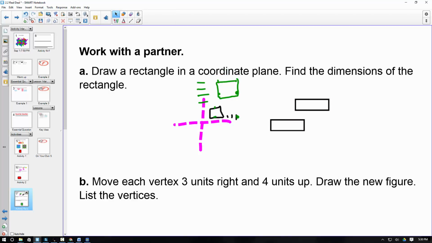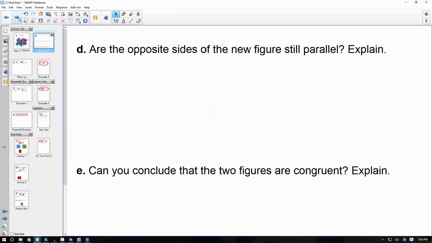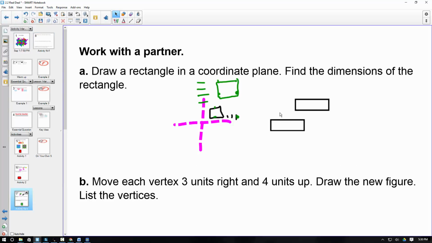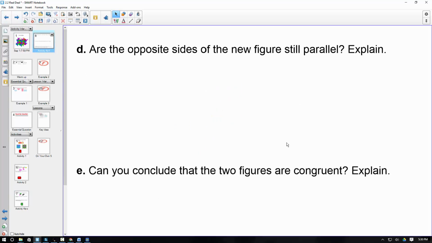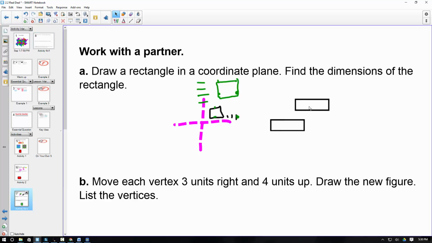And it says, are the opposite sides still parallel? Absolutely, these opposite sides are still parallel. And can you conclude the two figures are congruent? Absolutely can. You could actually take these pieces here and move it, and it goes right directly on top of it again. Because all that I'm doing is I'm moving it up and over.